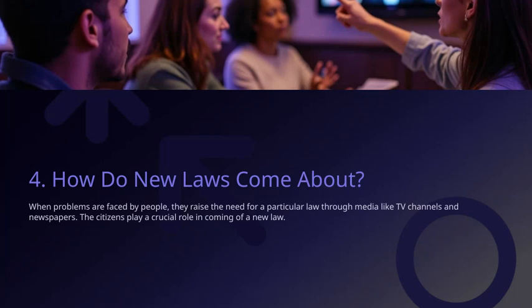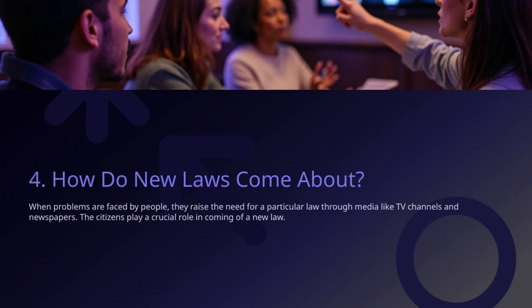So, let's talk about how new laws actually come into existence. When people face problems in their daily lives or in society, they often feel the need for a new law to address those issues. One of the main ways they communicate this need is through media, like TV channels, newspapers, and sometimes even social media. These platforms help spread awareness and bring the problem to the attention of the public and policymakers alike.